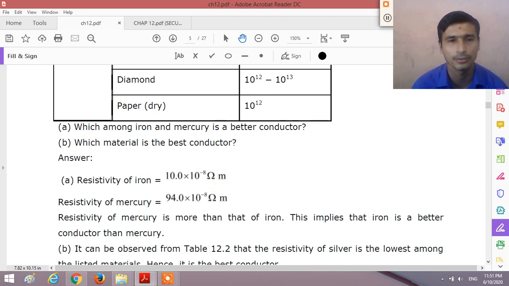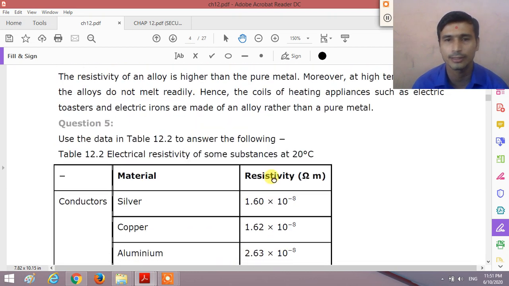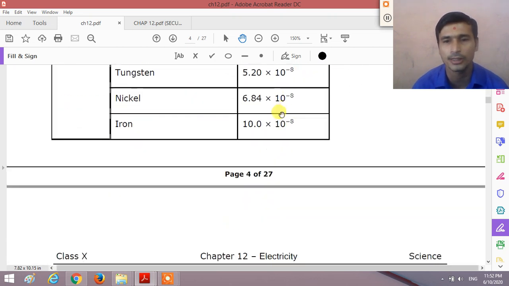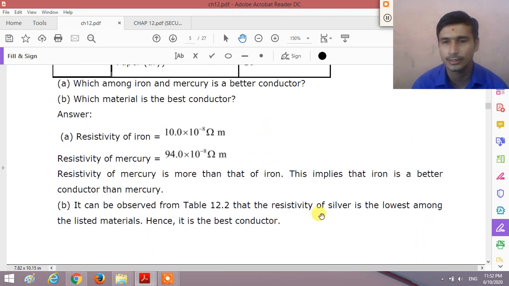Question number 2 is which material is the best conductor among the table? Best conductor means the smallest resistivity. In this table you can find that the smallest resistivity is of silver. So from this table we can conclude that silver is the best conductor of electricity. You can write the answer: the resistivity of silver is the lowest among all the materials, hence it is the best conductor of electricity.